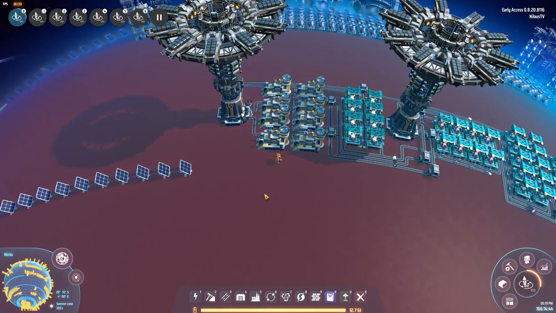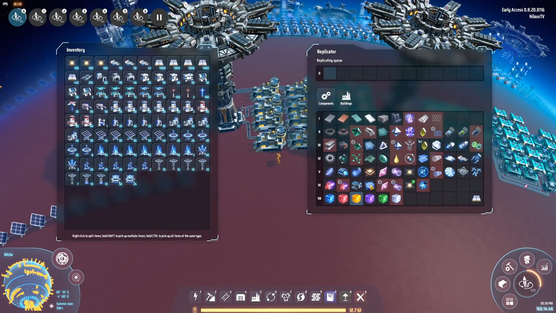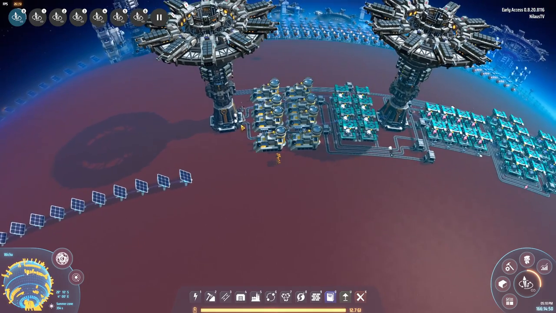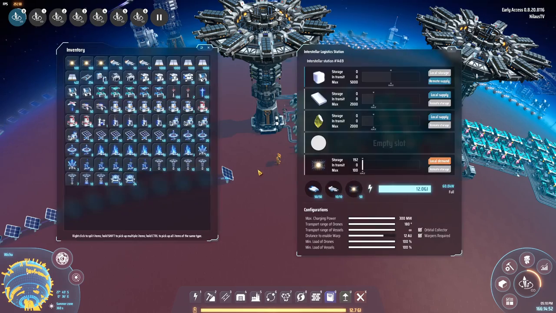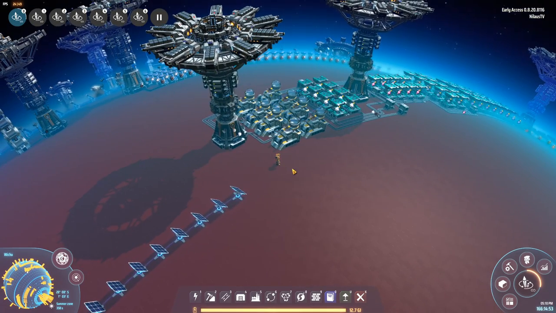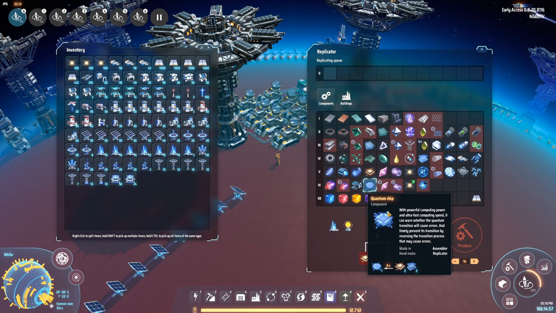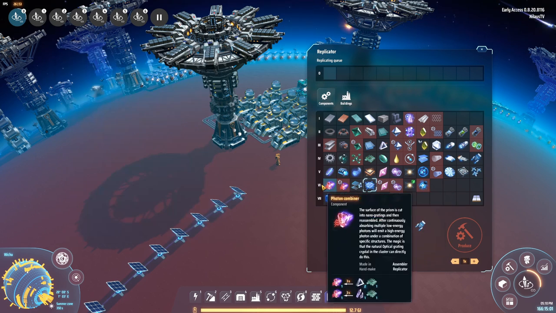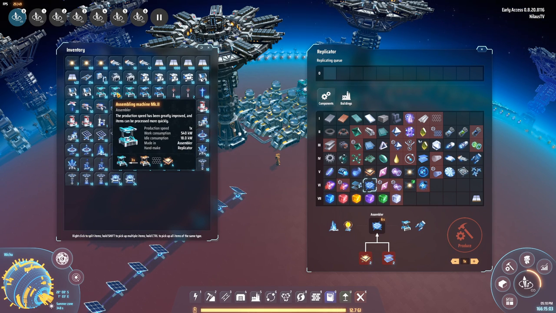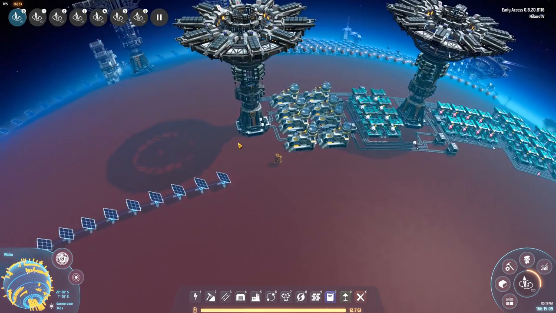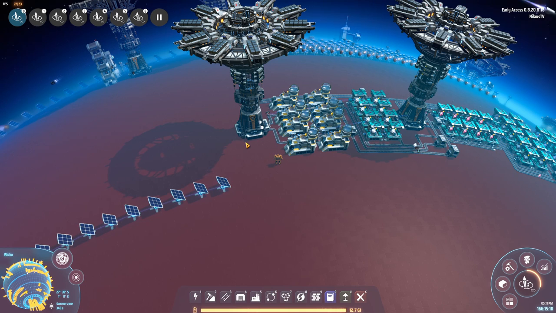So the first thing I want to do is start working on the path towards the Casimir crystals. This entire build is designed towards one quantum chip per second. Since it's on a 6 second cycle, I'm going to need six builders of these. I am going to use the assembly machine 2, even though you could have the assembly machines 3 here, but I'm building it towards this first thing.